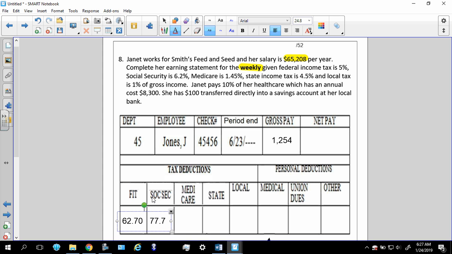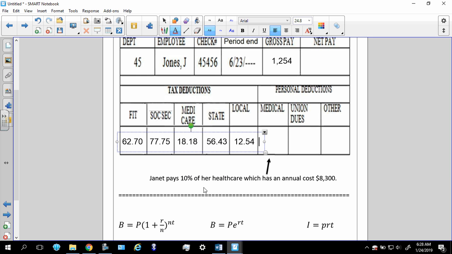Social Security, $77.75 for the deduction. Medicare is $18.18. The state was $56.43. The local ends up being $12.54. Now the medical, it says Janet pays 10% of her health care, which has an annual cost of $8,300.